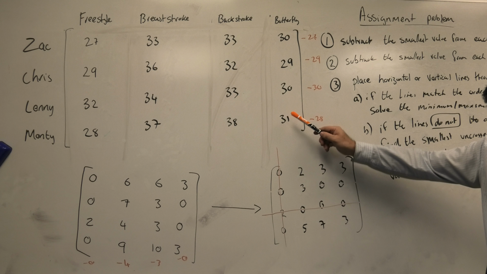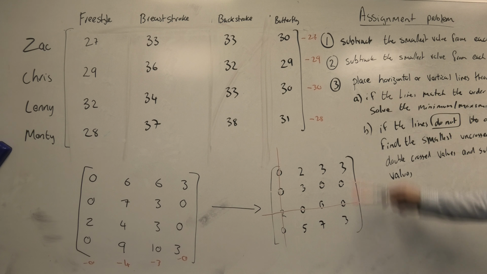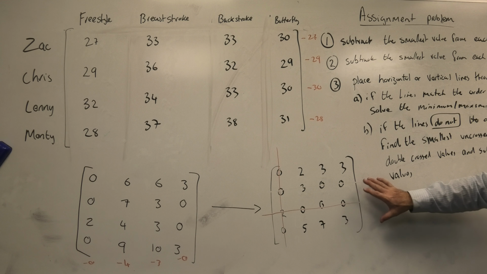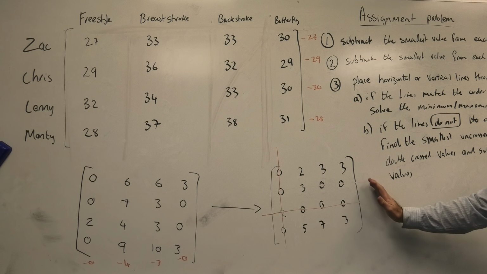So don't try and force 4 lines on here. Some students will go, well, I can go 1, 2, 3, 4. I've got a solution. But you can't do diagonals. You want to do it in the minimal amount of lines possible, so you want to cross out as many zeros using one line as possible. So don't go 1, 2, 3, 4. Yes, you do get the 4 lines, but that's not the minimum amount of lines you use.